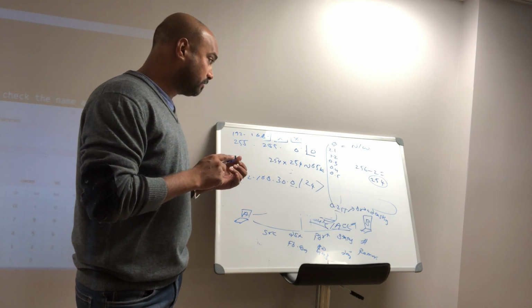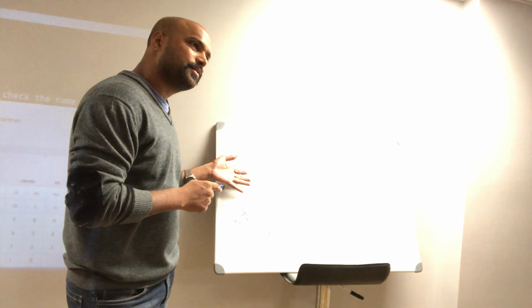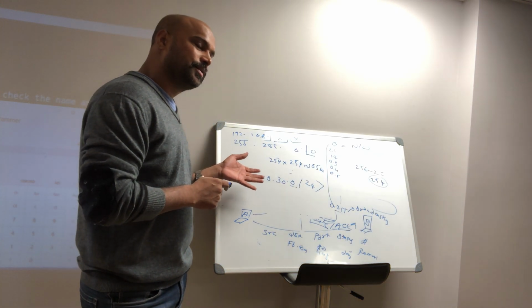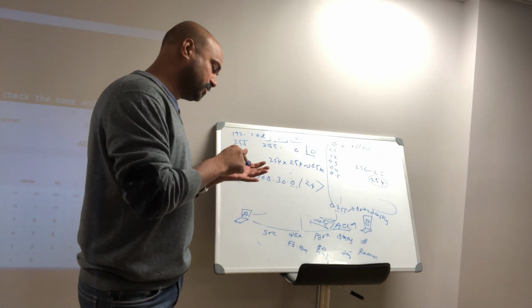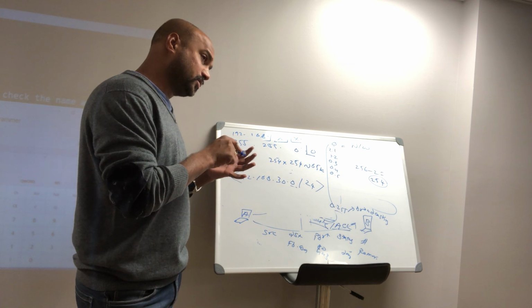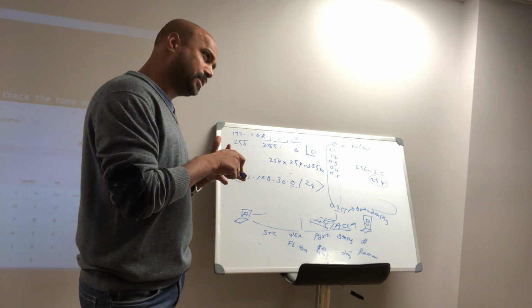So this whole thing is called subnetting. So you got classes of IP addresses. You know what a loopback IP address is? Did I tell you about loopback IP address?